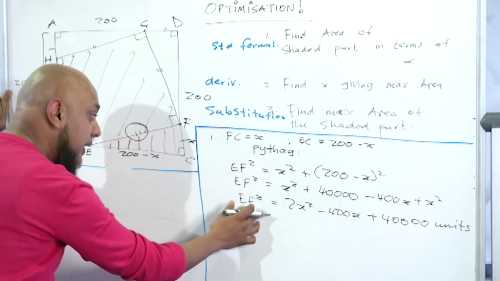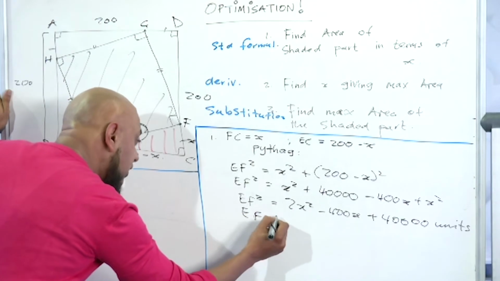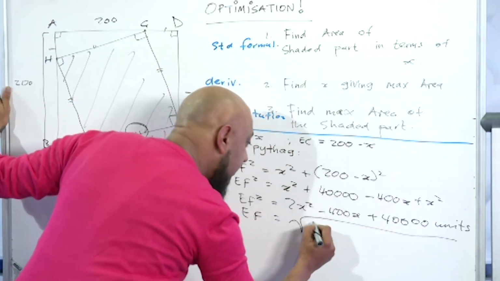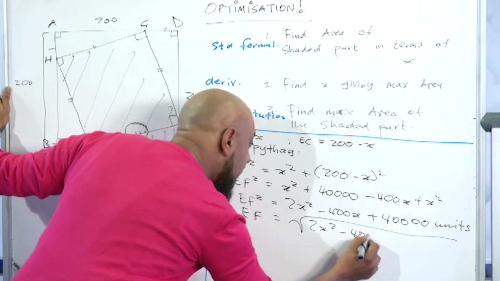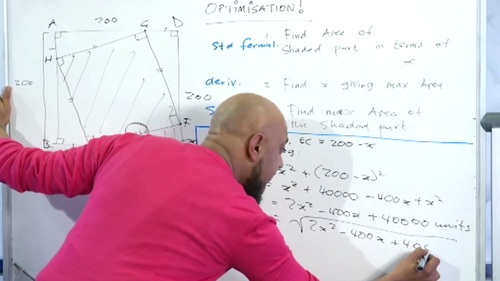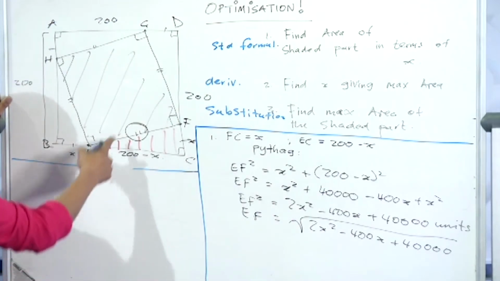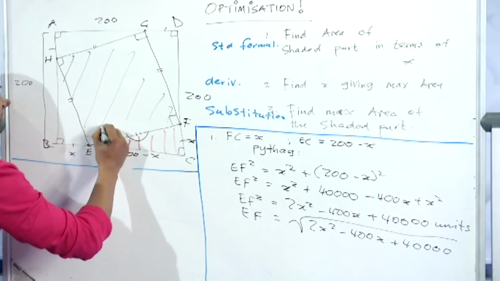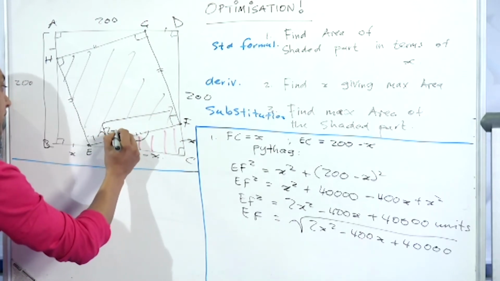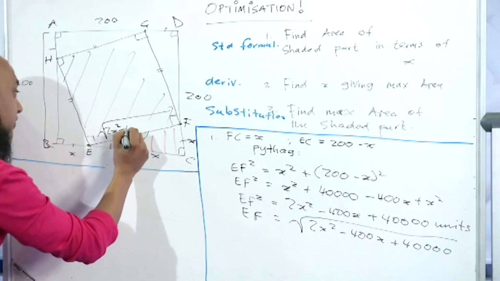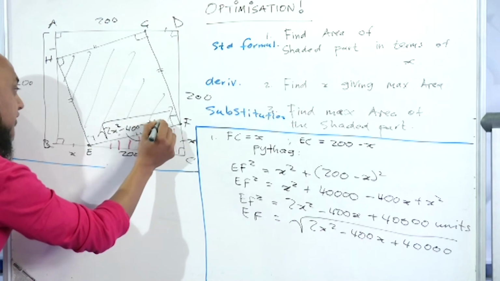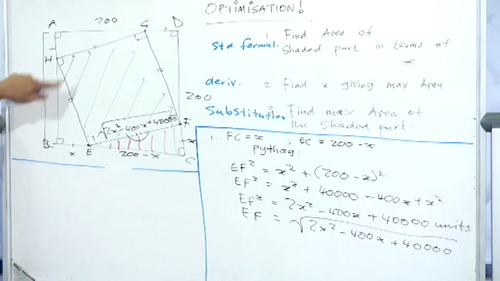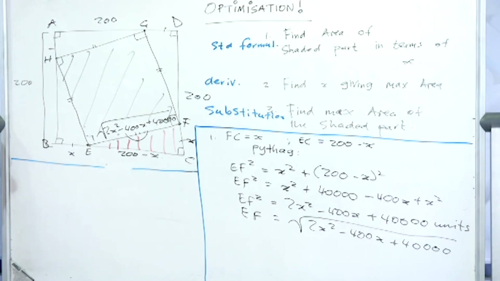right? That's EF squared. So EF on its own, EF is equal to the square root of 2x squared minus 400x plus 40,000. Now, that is just the length of the side. So that means this here is the square root of 2x squared minus 400x plus 40,000. There we go. That's the length. Now we know that it's a square, so all 4 sides will equal exactly the same.